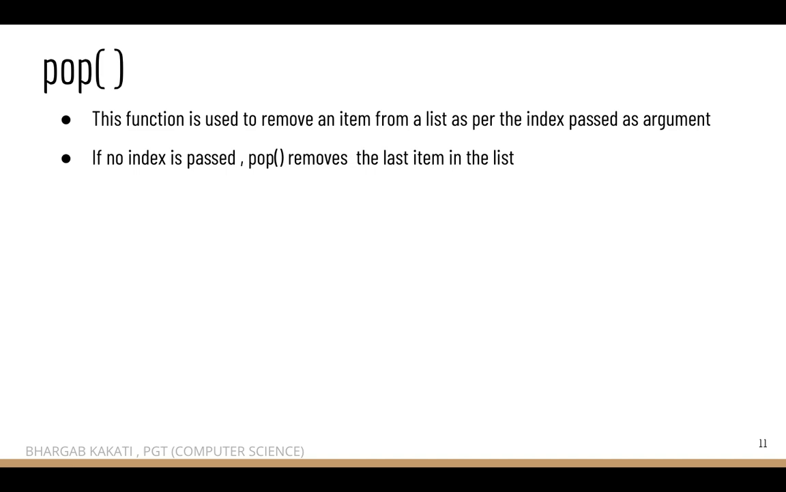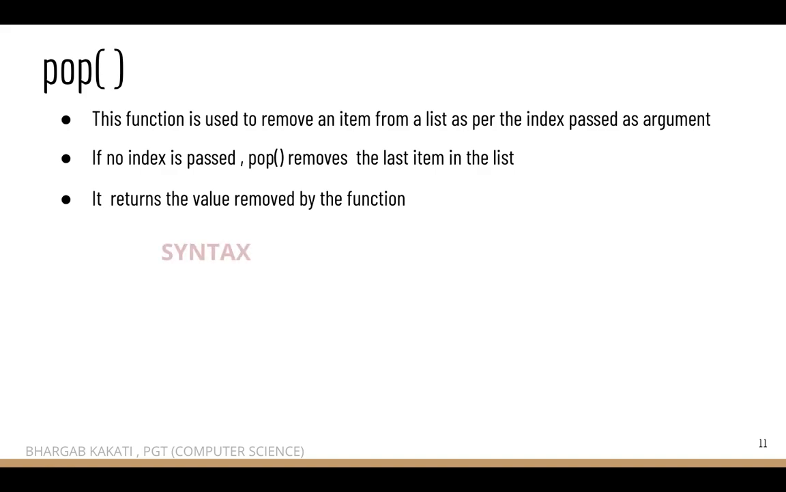If I do not pass any index to this particular list, what will happen? If I do not pass any index, it will simply remove the last item in the list. So let's see it. It returns the value removed by the function. So whatever value will be removed, it will return that particular value. We need not check the list again, just like append or extend or insert functions.